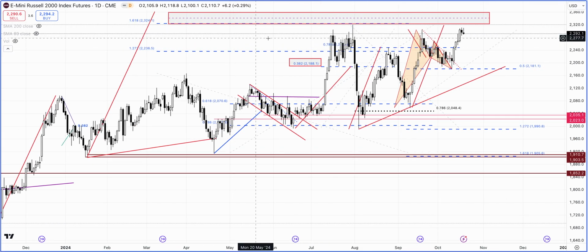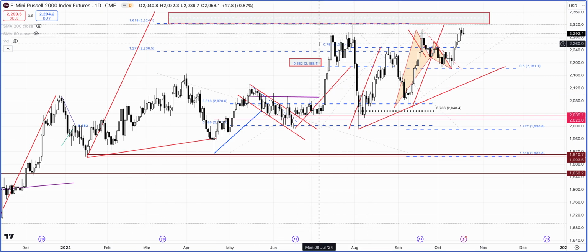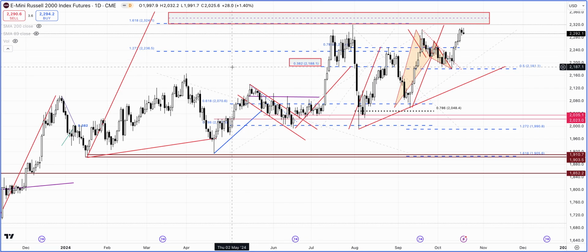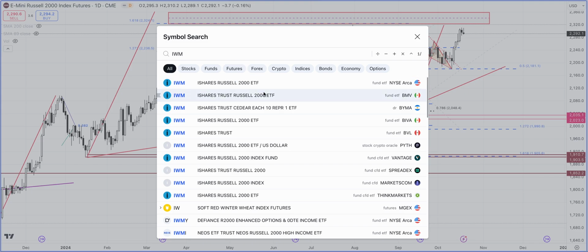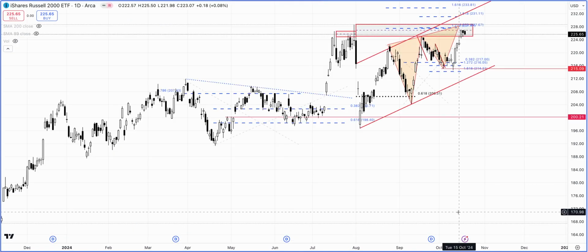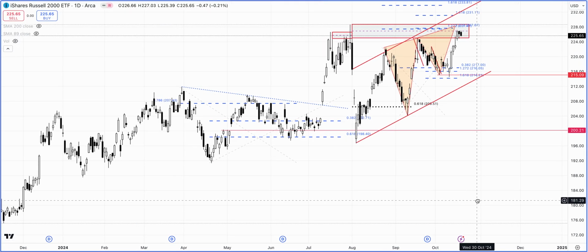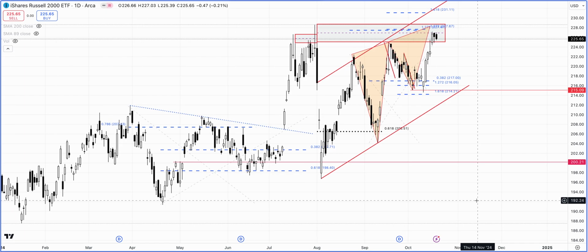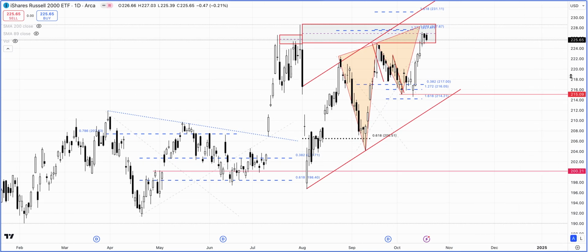On the daily chart, what we can see is this is the shaded region that we are looking into, completion of that ABCD pattern that I showed you on the weekly chart. So likely to get into this 2370 mark. And if we take a look at the IWM, this is the daily chart of the IWM, which is the ETF.